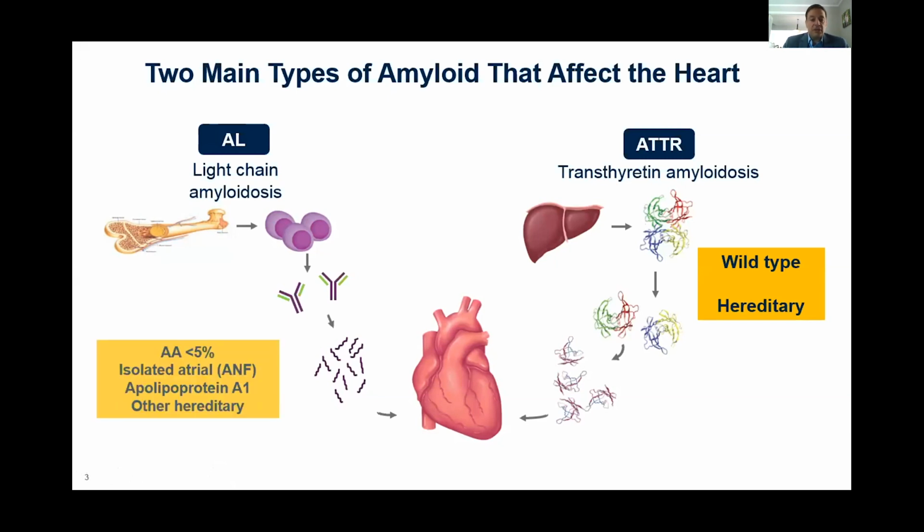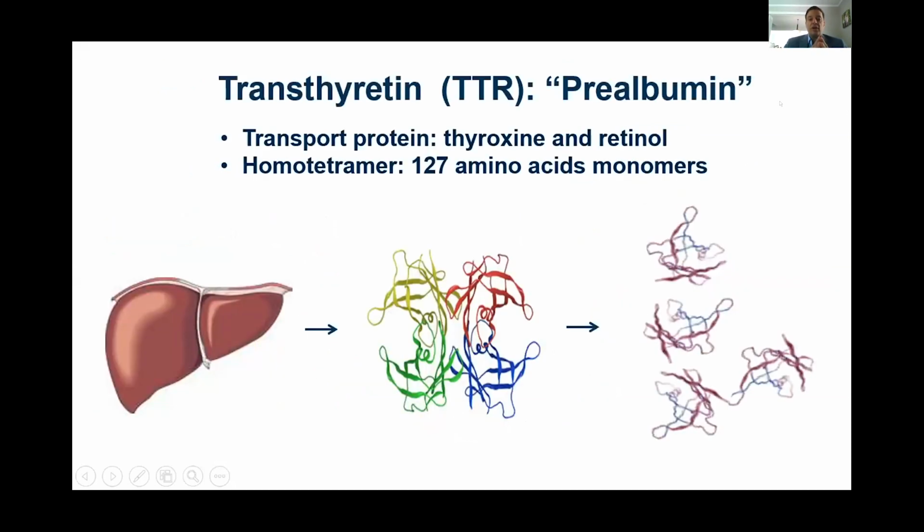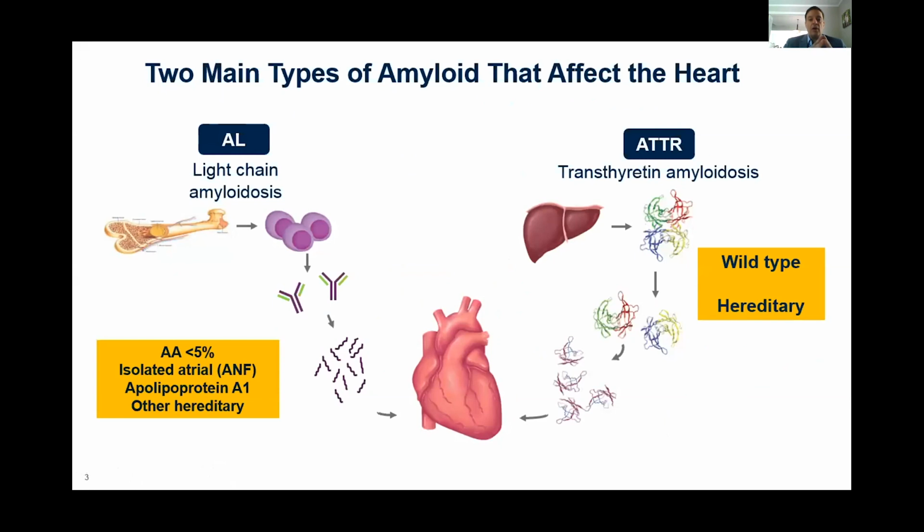Now, I'd be remiss in at least not mentioning that there are some other rare causes of cardiac amyloidosis, but by and large, as a clinician, when you see something that looks like cardiac amyloid, it's going to be either AL or ATTR over 95% of the time.